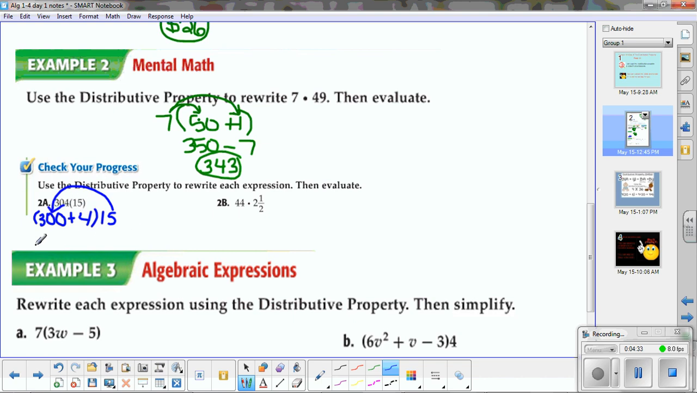300 times 15 is 4,500, because 3 times 15 is 45. Therefore, 300 times 15 is 4,500. And 4 times 15 is 60. 4,500 plus 60 is 4,560.